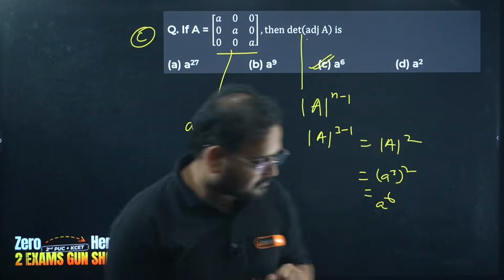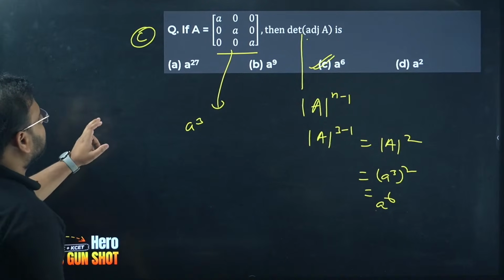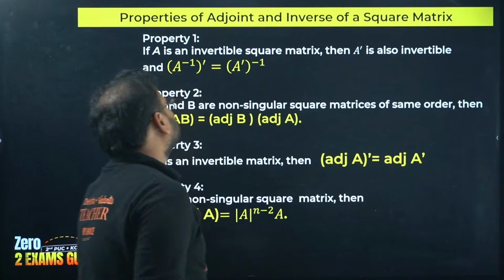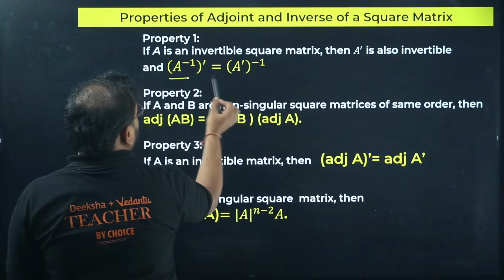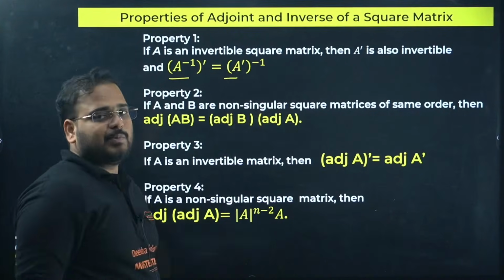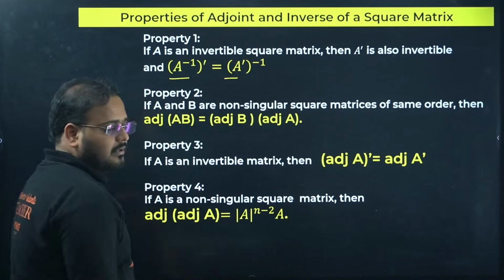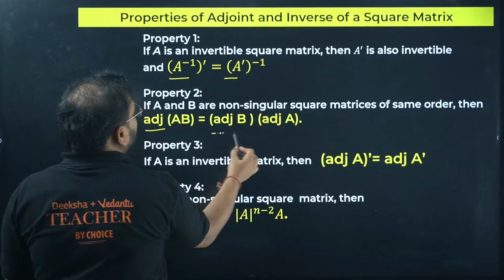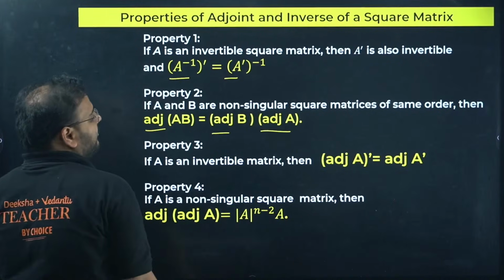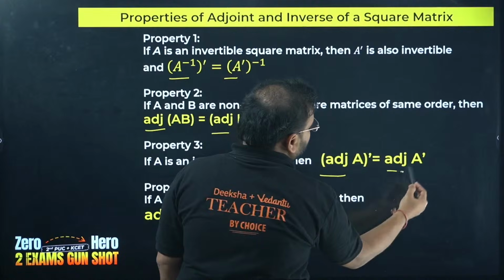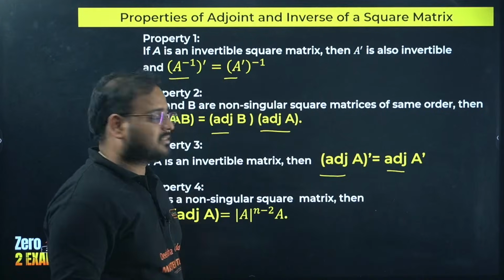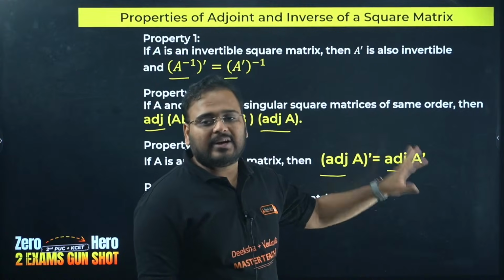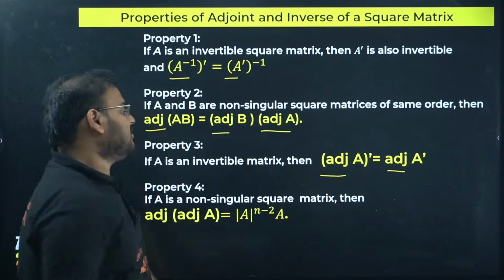Properties of adjoint and inverse of a square matrix. If you have the transpose of the inverse, it becomes simply the inverse of the transpose. Important property of adjoint and inverse. Again, adjoint of AB is given by adjoint B into adjoint A. Adjoint of A dash is given by adjoint of A dash. Whether you take the adjoint and then the transpose, or take the transpose and then the adjoint, the result is not going to change.